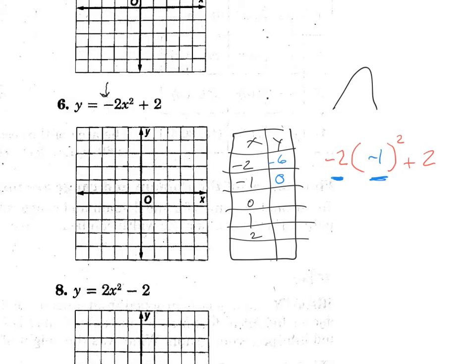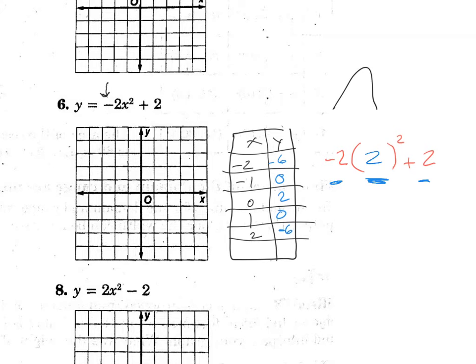What if we put a 0 in there? Let's do it. 0 squared is 0 times -2 is still 0 plus 2. All right. Let's put our +1 and +2 in there, and we're all set to graph. Our +1 squared is 1 times -2 is -2, and then plus 2 is 0. Okay, and then let's put our +2 in there. 2 squared is 4 times -2 is -8 plus 2 is -6 again.